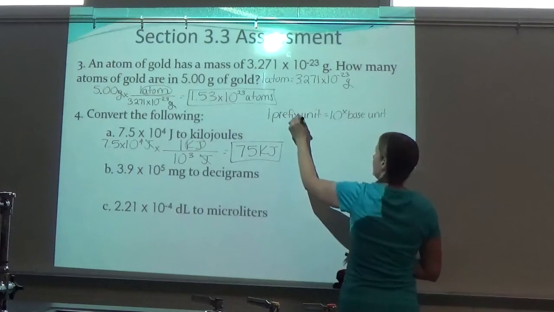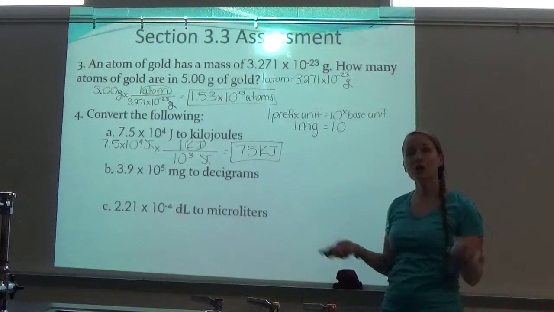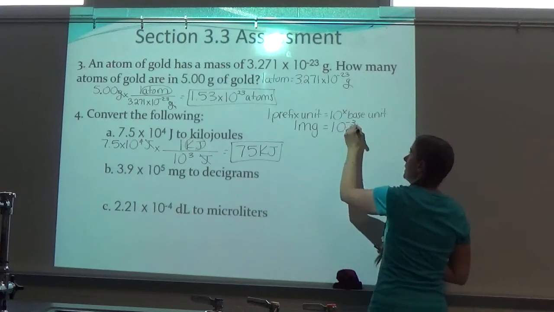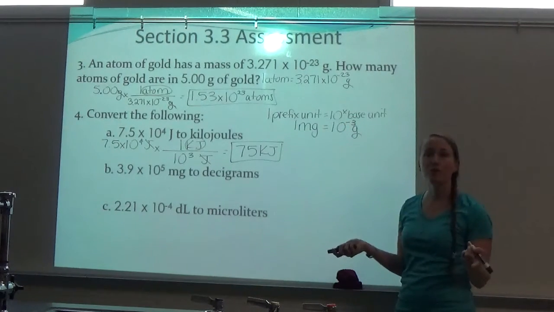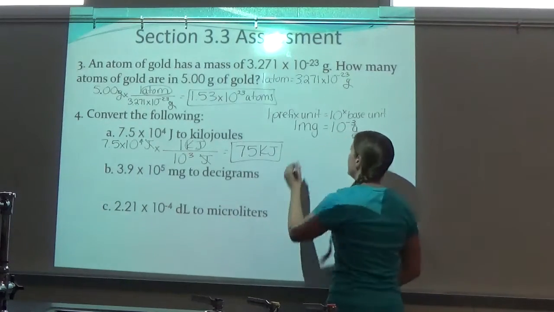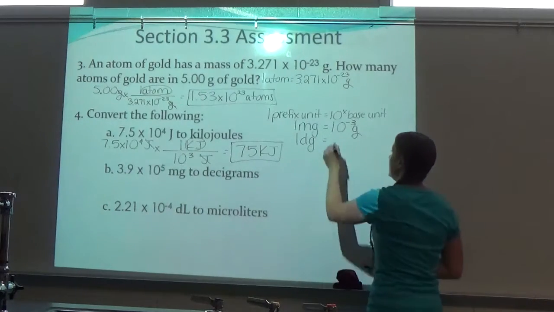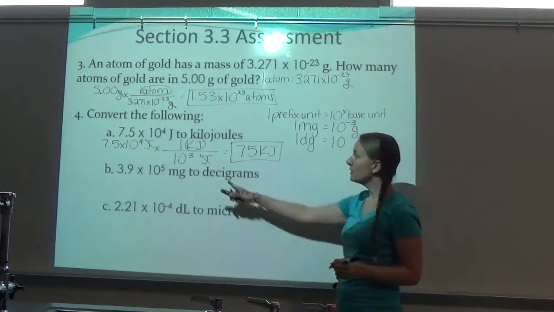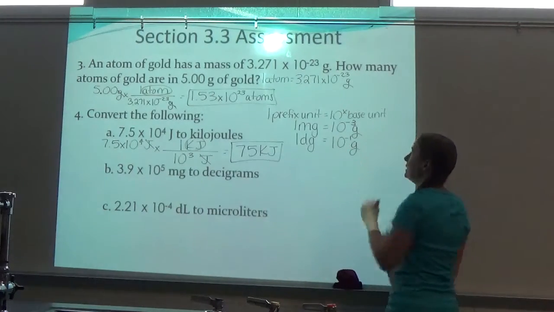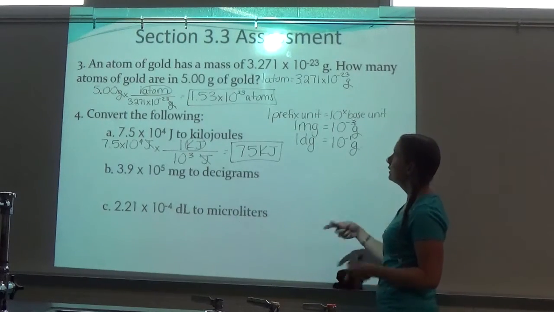So 1 prefix unit, or 1 milligram, equals, if you look at your prefixes chart, milli is 10 to the negative 3. My base unit for milligrams is just grams. Remember, you just remove the prefix. All right, the other prefix that I'm looking at is deci. So 1 decigram, because that has a prefix, is 10 to the, if you look at your prefix chart, deci is 10 to the negative 1, and the base unit of decigrams is grams. Okay, so these are my 2 conversion factors.